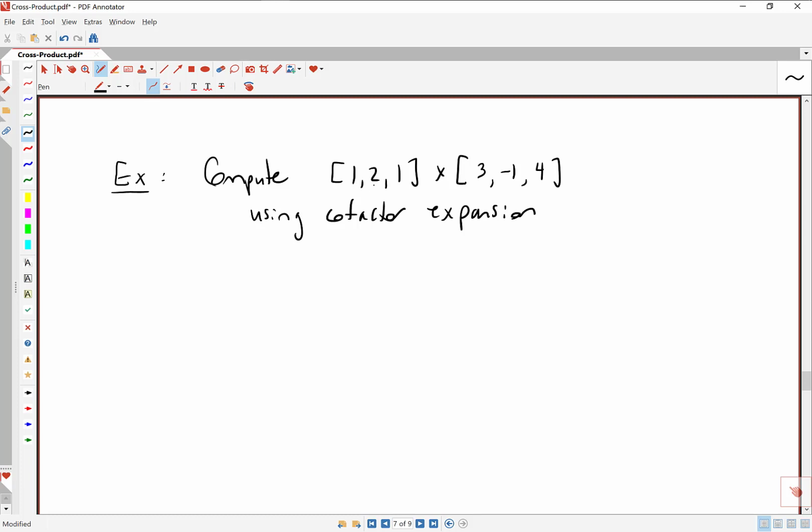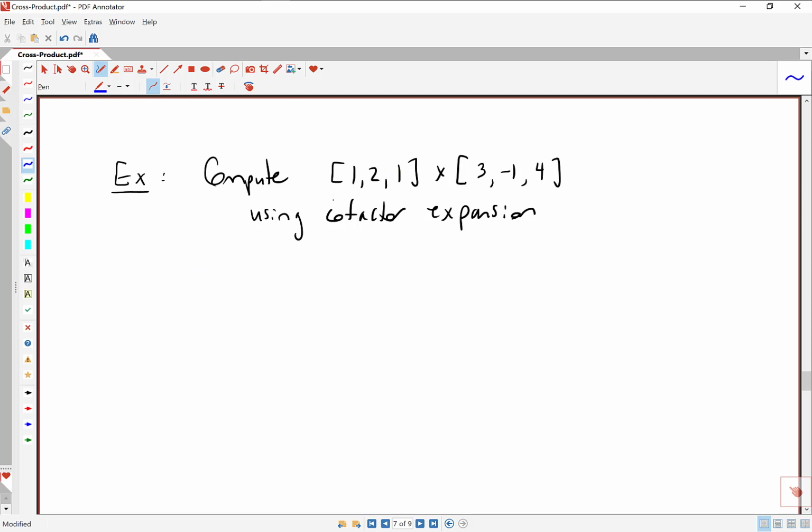So let's compute the cross product of 1, 2, 1 with 3, negative 1, 4 using cofactor expansion. You may remember this is the exact example that we did at the beginning of the video when we first introduced the idea of the cross product. So now we're going to do that using our cofactor expansion method.